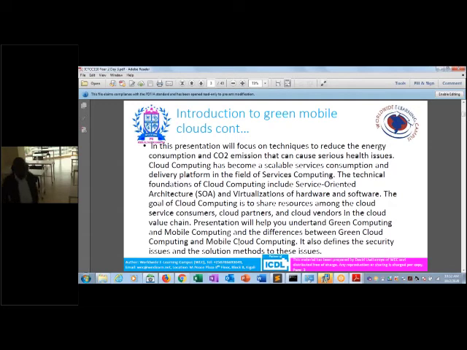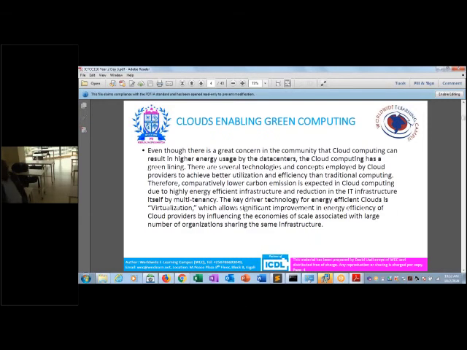Even though there is great concern in the community that cloud computing can result in higher energy usage by the data centers, those cloud machines, the cloud computing has a green lining. So even if these data centers consume a lot of energy, it is possible to reduce the energy consumption by introducing green cloud computing.